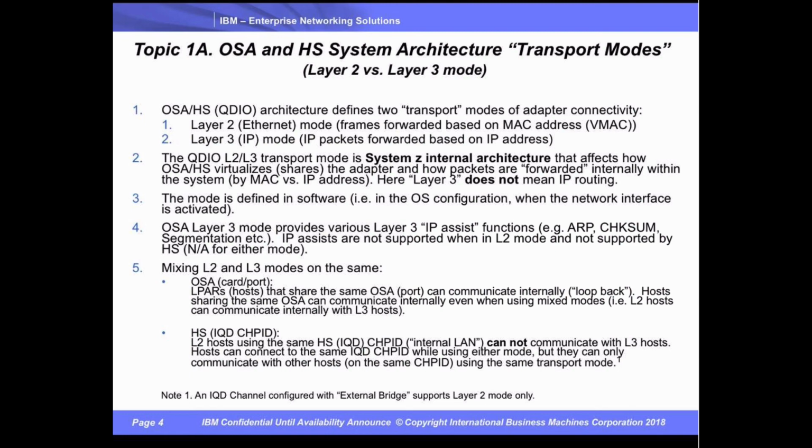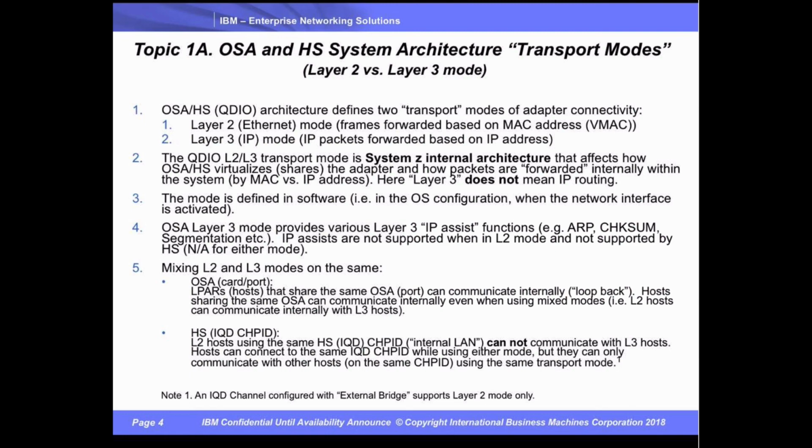And bullet 4 there is when you do use Layer 3 mode, we get assist from the hardware. And this is important for OSA. So OSA provides IP assist for things like ARP, checksum, segmentation, etc. And that's very important to our z/OS clients. And so IP assists are not supported in Layer 2 mode. They're not applicable. And they're not supported by HiperSockets at all. They're, again, not applicable. So Layer 3 assists is an OSA concept when you're in Layer 3 mode. When you're in Layer 2 mode, the hardware simply just passes frames without any other assist or processing. Now, mixing these modes.